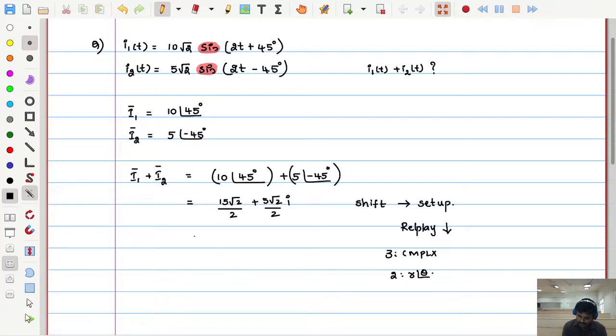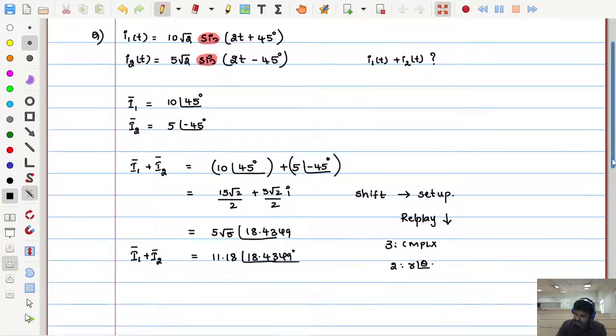As a result, my result is 5 root 5 at an angle of 18.4349. If you want, this 5 root 5 will give 11.18 at an angle of 18.4349 degrees. So this is what the I1 plus I2 result is in complex form.